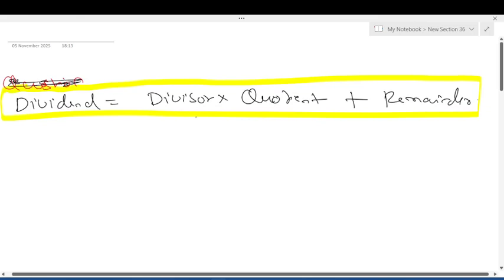Dividend is equal to divisor into quotient plus remainder. So this is the remainder, and the factor theorem comes under algebra. Algebra, okay. In algebra, this is the first thing you have to remember.